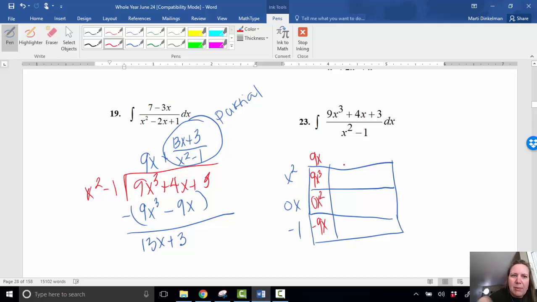So remember what has to happen in this Polydoku is that the diagonals sort of match up. So 0x squared, that's fine. Those diagonals match up. Negative 9x, but I really need a 4x, so that's going to have to be a 13x there. And then no number here, but I have a 3 left over. So this is going to be my remainder, same as we saw over there.